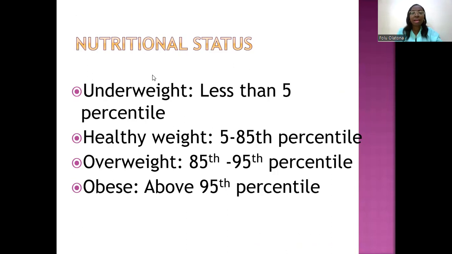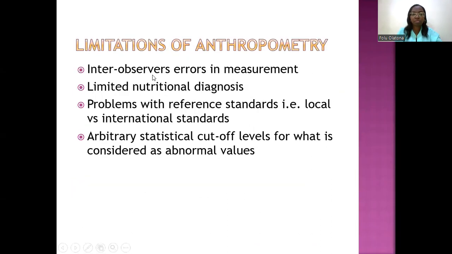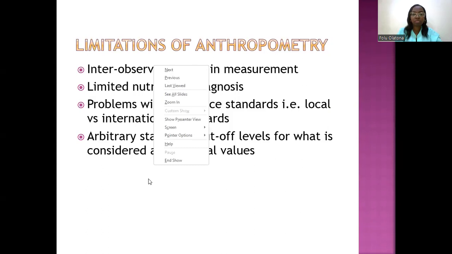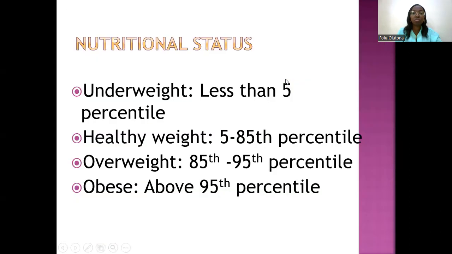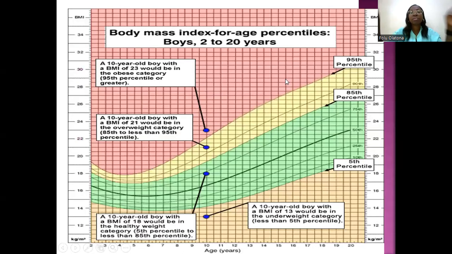So if you pick an adult who has a BMI of 21, what will you say about that adult? An adult with a BMI of 21, what? That's normal.